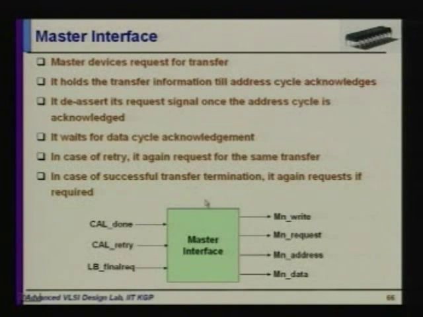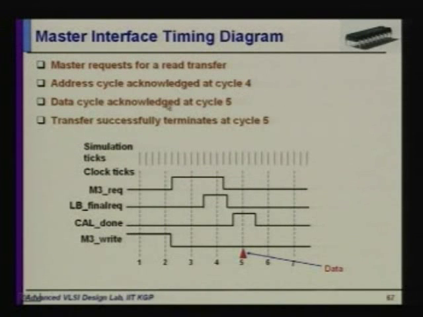There are some specifications, and the properties follow this behavior. Suppose master 3, M3, requests a read transfer here. The address cycle is acknowledged at cycle 4. That means the final request is the address acknowledgement, done in cycle 4 here. The data cycle acknowledges at cycle 5, that is, the cache access logic is done and the data cycle comes, and the transfer therefore successfully completes at 5. Here the address cycle acknowledgement is done, and here the data cycle acknowledgement is done. So the transfer completes here, and we get the data here.